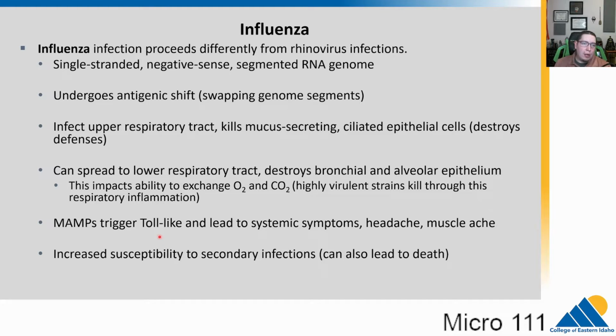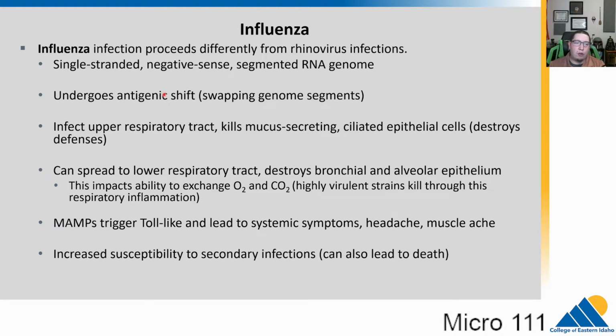Influenza, on the other hand, has a different infection strategy. It's a single-stranded, negative-sense, segmented RNA genome. Remember, it's got those little pieces of its genome. So when two influenza viruses get into a cell, they can swap genomic bits around. That happens when, like, we have an avian flu and a human flu that go into a pig and make a swine flu or whatever, and they recombine with that antigenic shift.